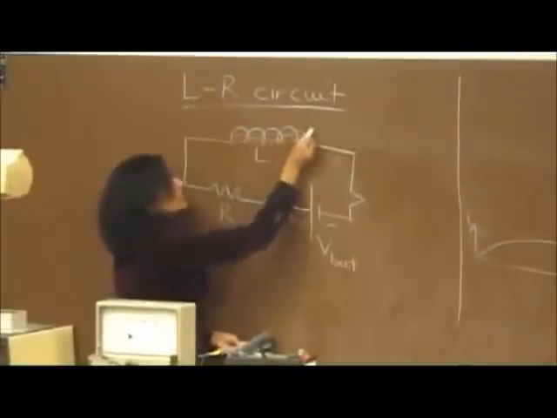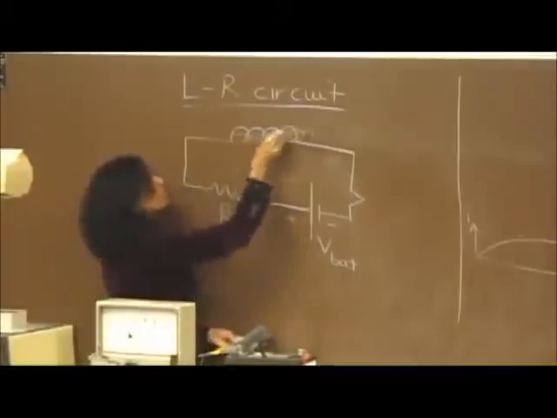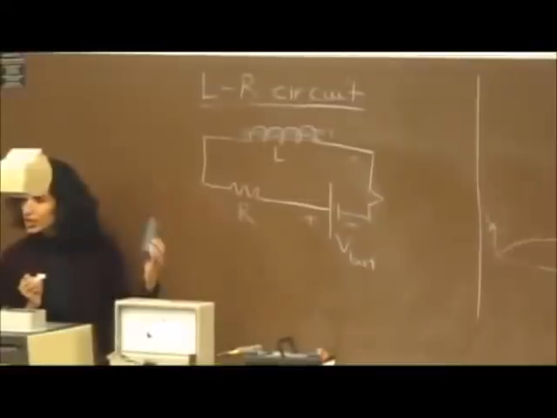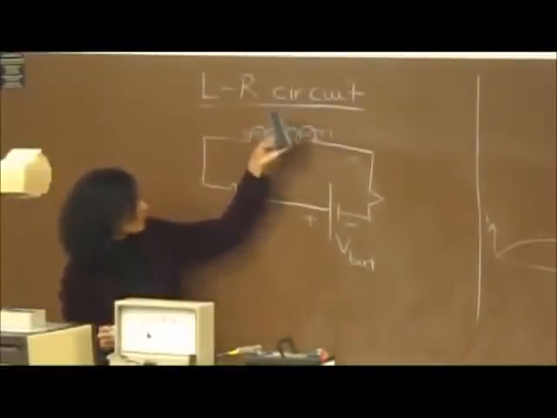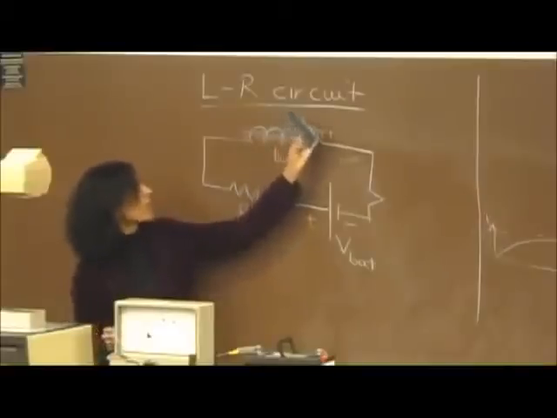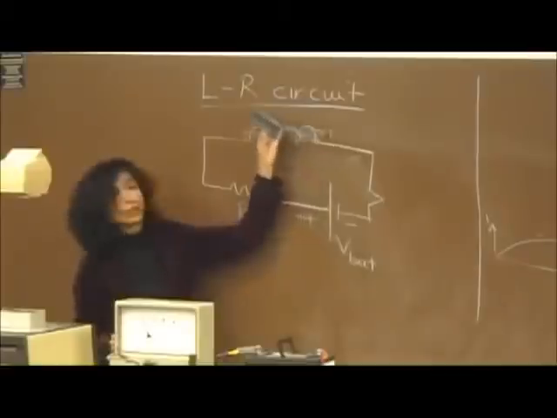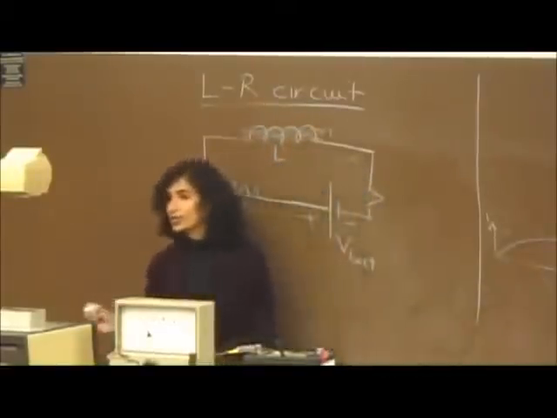There will be some B external, B battery, due to the battery, and this thing will oppose it. It will produce some induced current that will have its magnetic field pointing in the opposite direction, and that means the current that is trying to oppose the magnetic field produced by the battery current will be flowing in the opposite direction, and so the current will not increase to its maximum value all of a sudden.